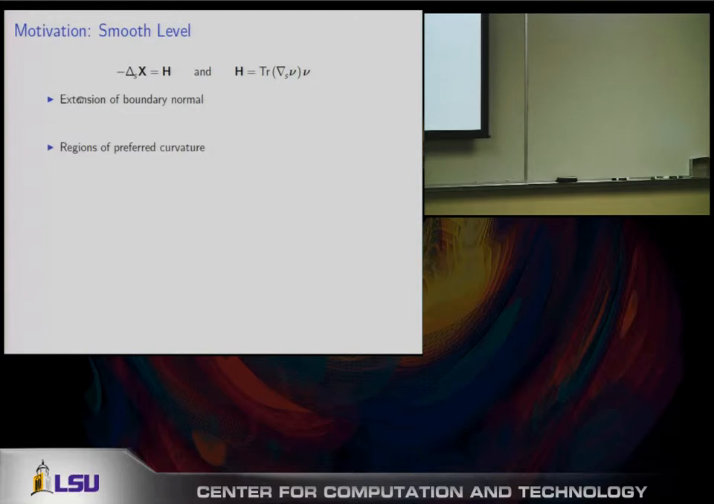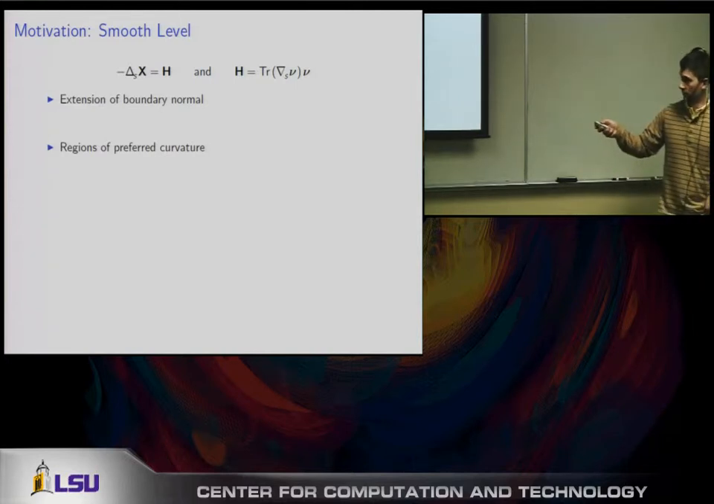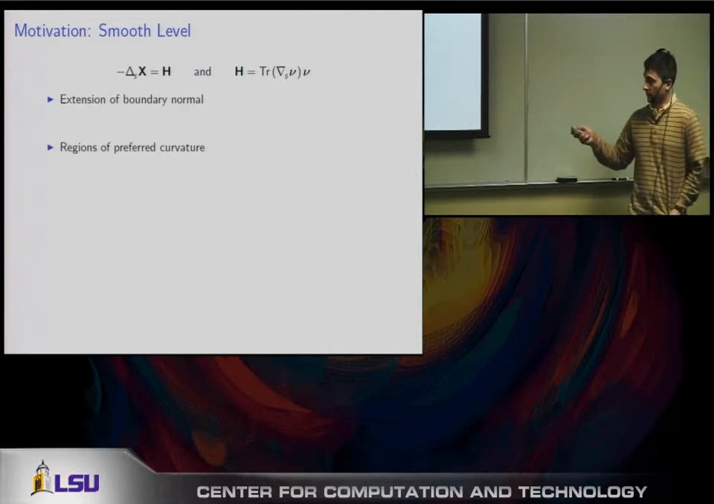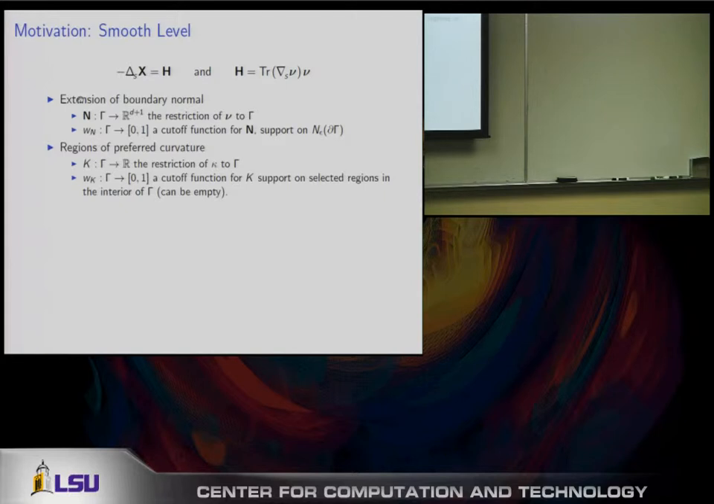And now I start adding elements to these geometric identities that at the smooth level are completely harmless. They are zero, let's say, at the smooth level. So I will add some extension of the boundary normal and some regions of preferred curvature. But at the discrete level, this will be crucial to implement the algorithm.